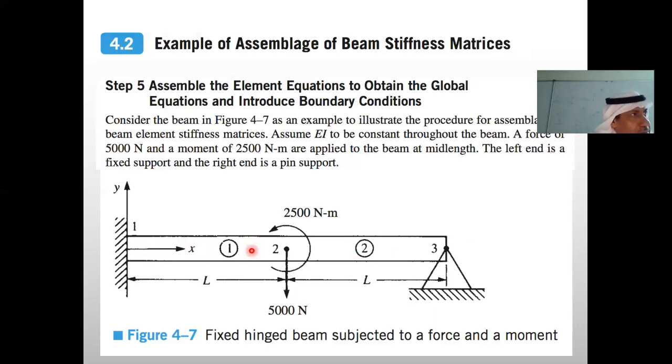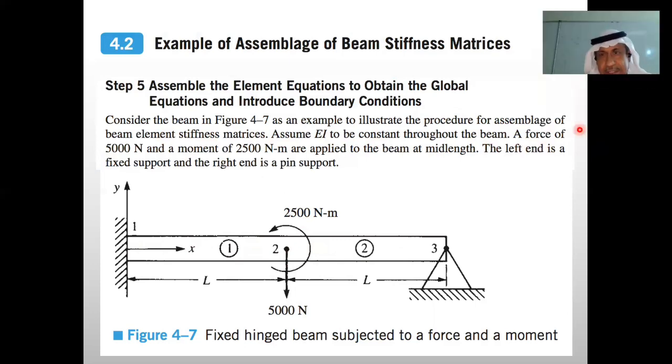It will be 4 by 4. And element number 2, 4 by 4. Then you will assemble it. Okay, let's read the question. Consider the beam. Let's say the procedure. Assume EI is constant.